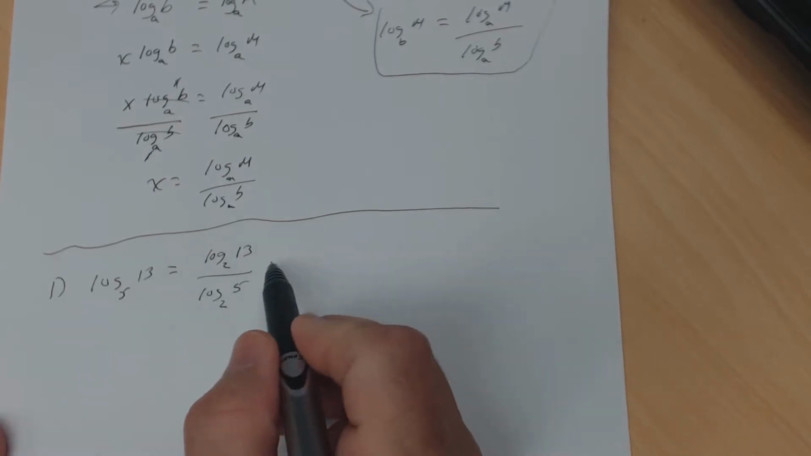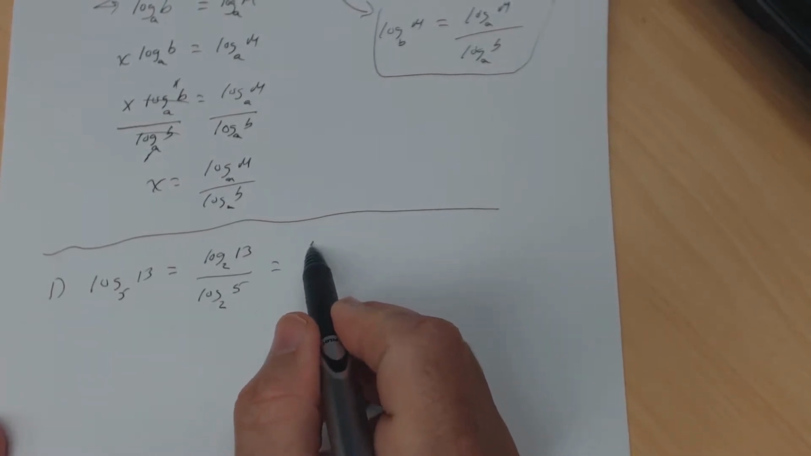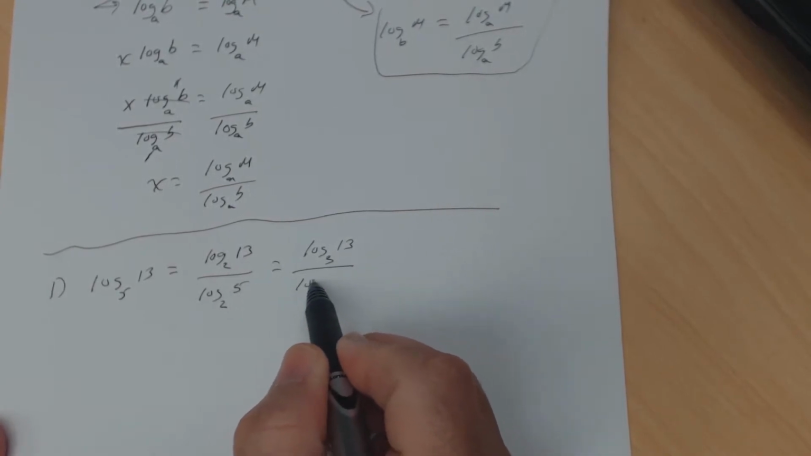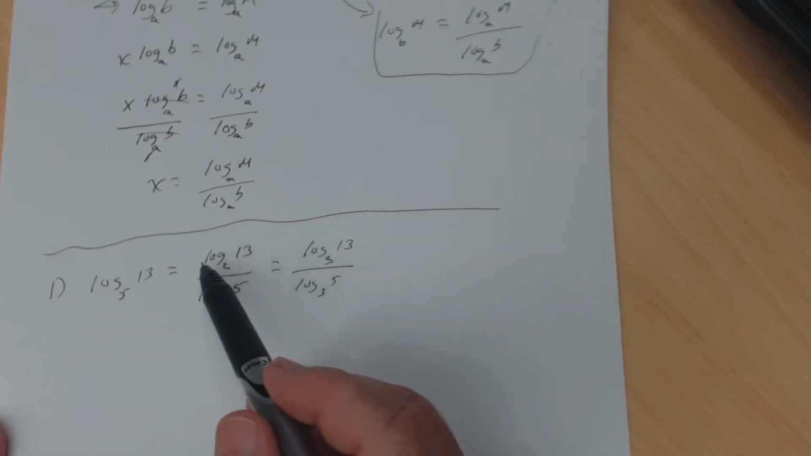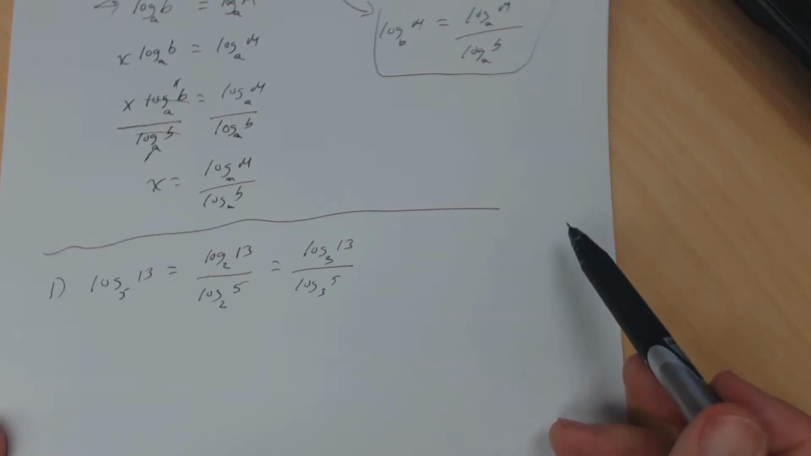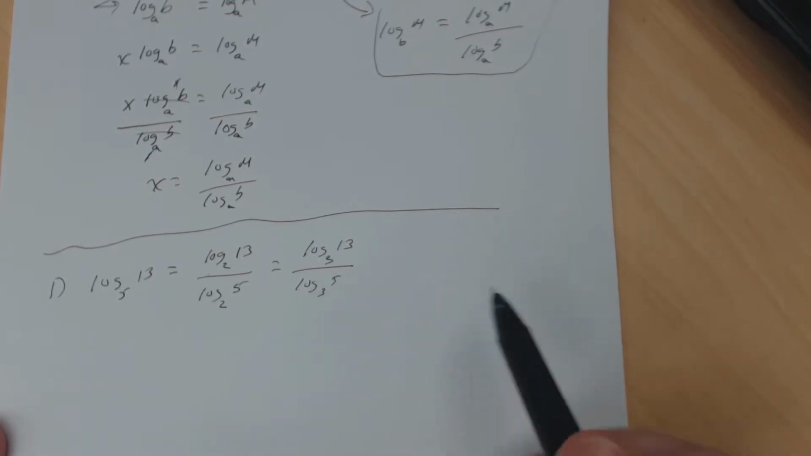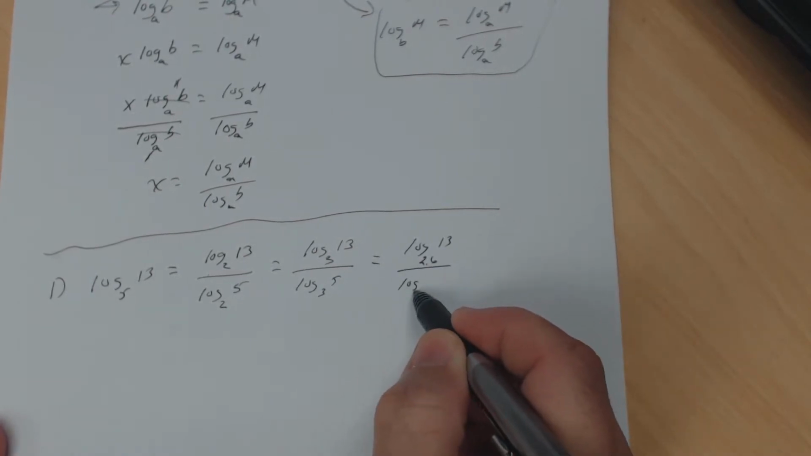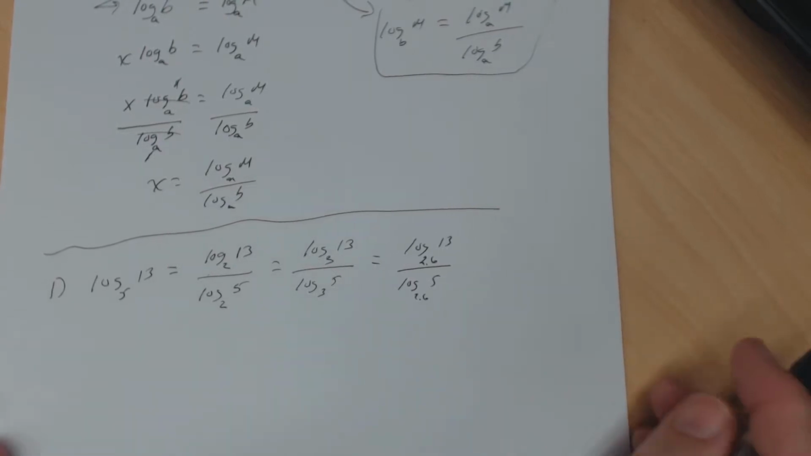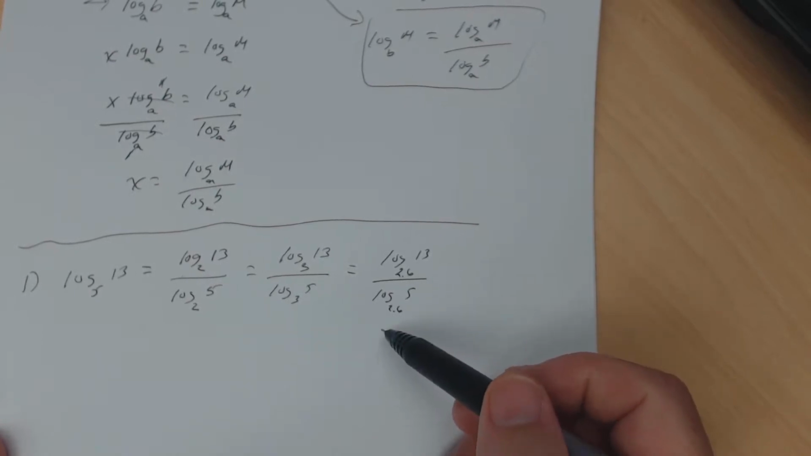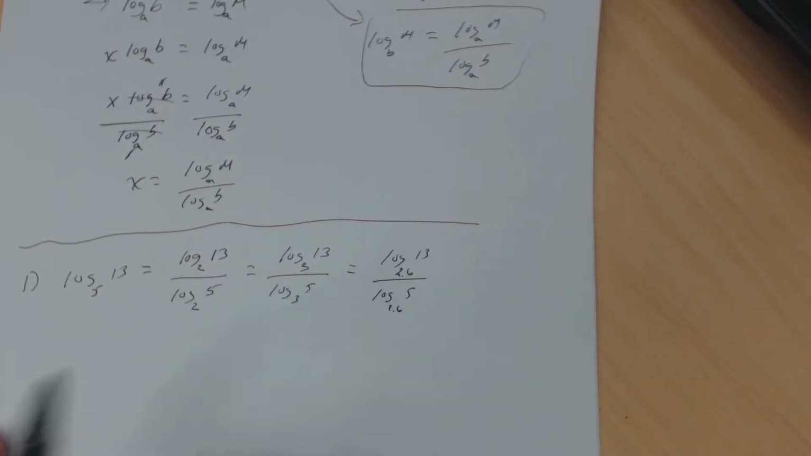So you might say, all right, I'm going to change this to base 3. Sure, you can do that. So the log of 13 base 3 divided by the log of 5 base 3. There's an infinite number of these. You can change it to base 4, base 5, base 6. You can even change it to base 2.6. In other words, you can say log of 13 base 2.6 divided by the log of 5 base 2.6. It doesn't matter, as long as your base is positive and not 1. But the point is this: none of these helps you.